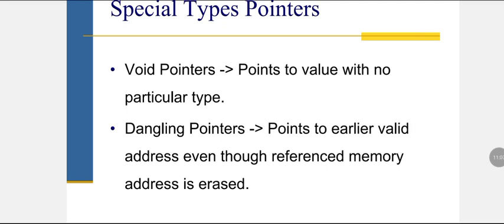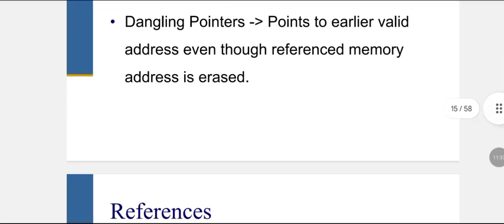Then the fourth one is the dangling pointers. The dangling pointers point to an earlier valid address, even though the referenced memory address is already erased. Okay.